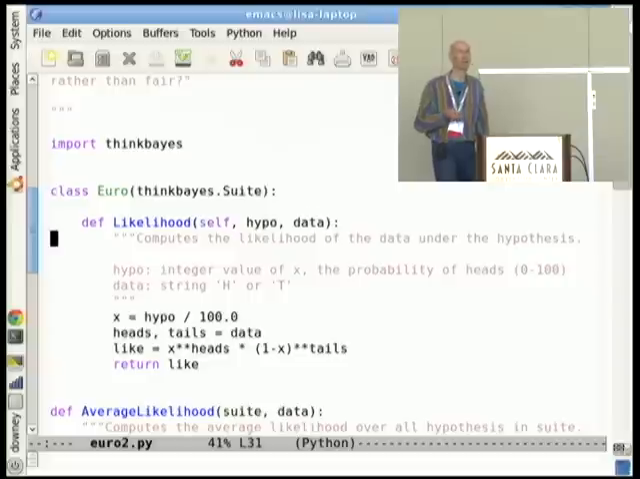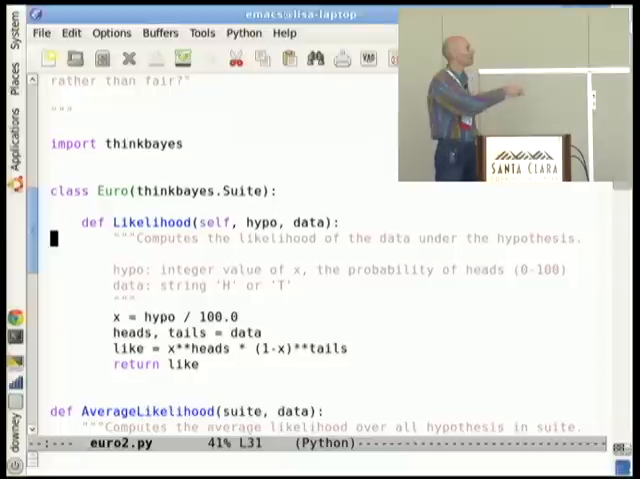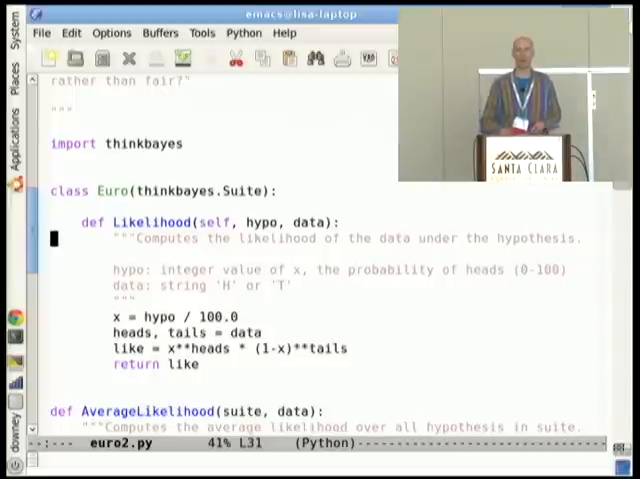So let me just do a quick aside. If you take a look at euro2.py, you'll notice that I've swapped in a different likelihood function. The data now, you remember in the previous version, the data was a long string that contained 140 H's and 110 tails. This is now a tuple that contains two integers. Oh, sorry, this is not correct. The actual data are a tuple of two integers, the number of heads and the number of tails. And this is the likelihood of that particular outcome. It's x raised to the number of heads times 1 minus x raised to the number of tails. And this is a slightly more efficient way of computing exactly what we did before.